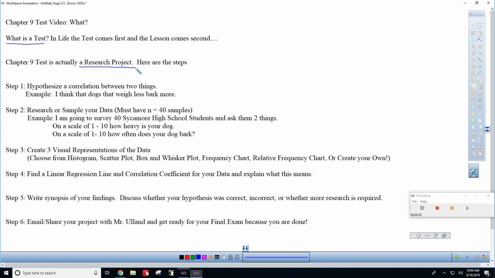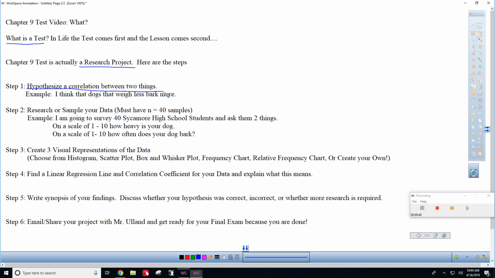Here are the steps. Let's focus on the steps, then I'll go backwards through the steps and talk about an example. So, step 1, hypothesize a correlation between two things. I believe that someone's hand span is related to their wingspan. I believe that someone with a bigger hand span will have a bigger wingspan. Okay, we've already done that one, so you can't use that one.